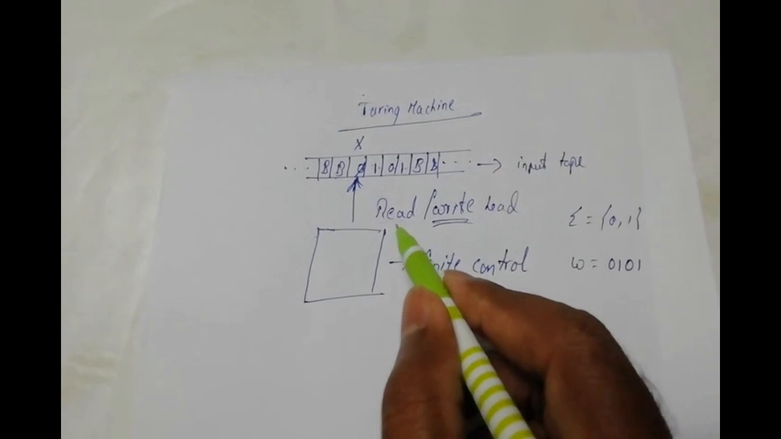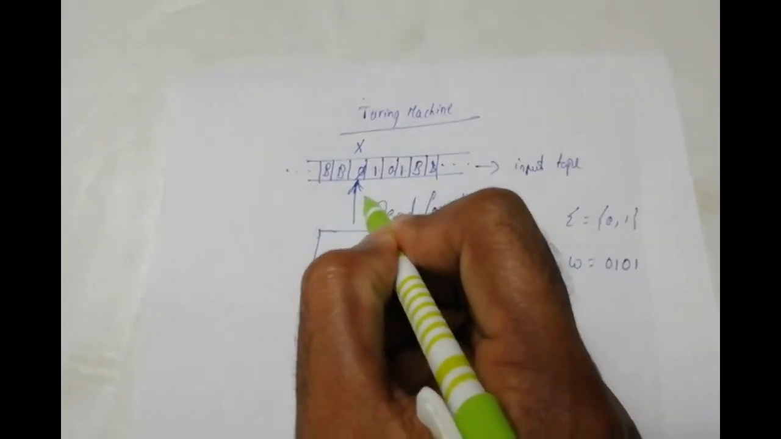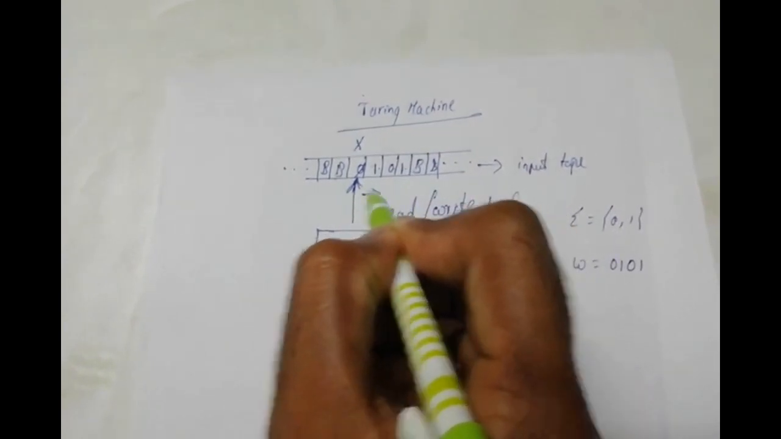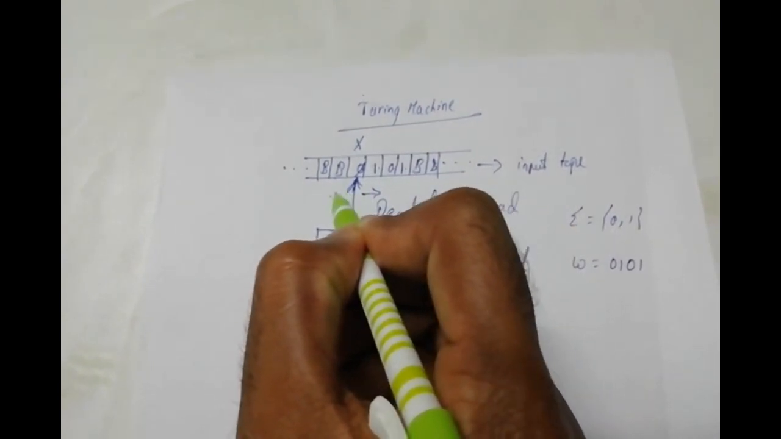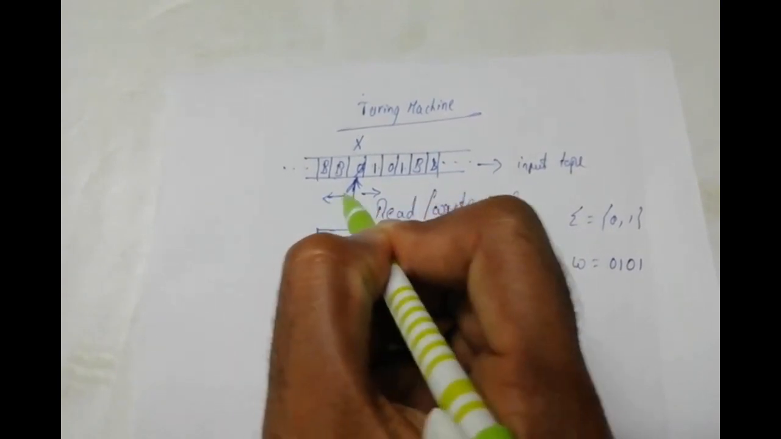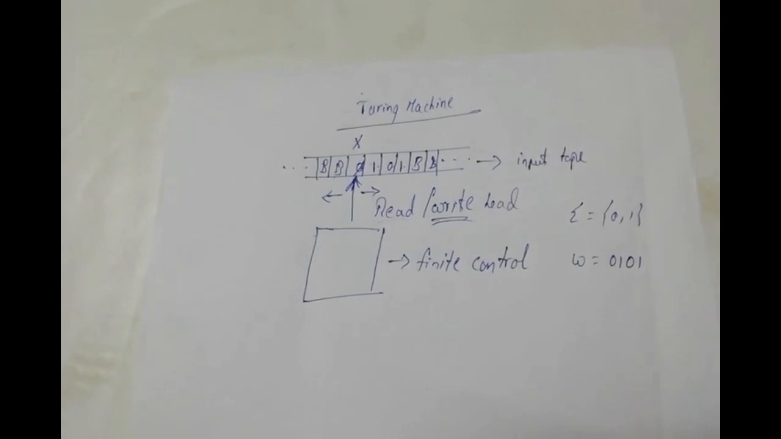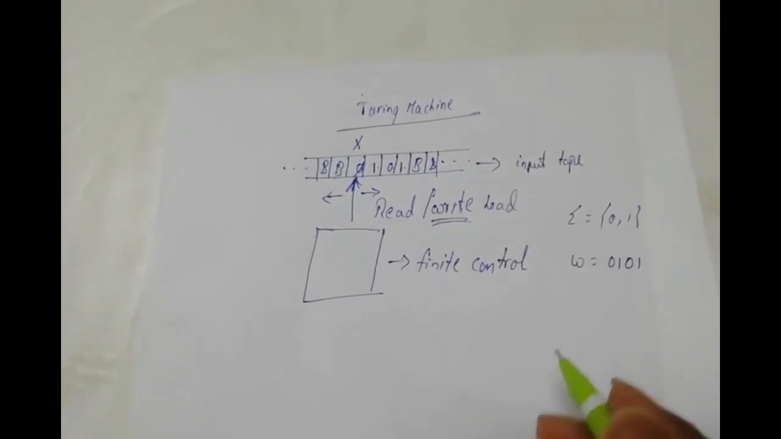Coming to the next feature of the read-write head, it has the capability of moving in either direction. It can move in the right direction, and also if the logic requires, it also has the capability of moving towards the left direction. But this type of property is missing in previous machines like finite automata and push-down automata. This is one additional feature of a Turing machine.